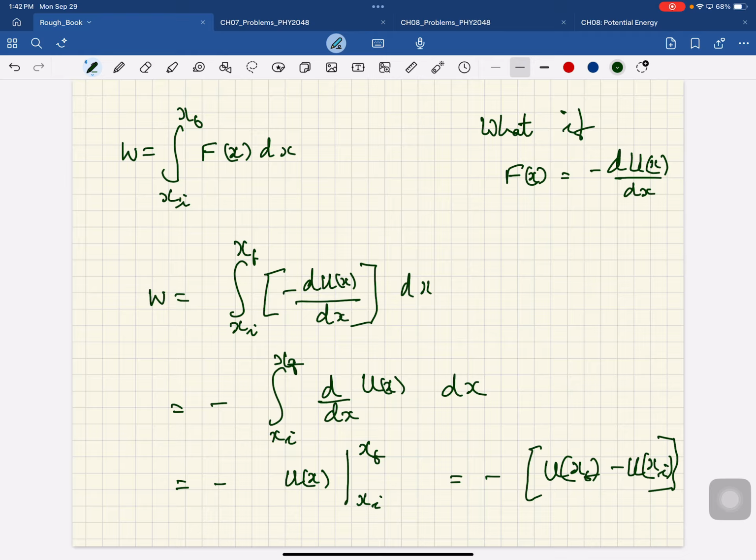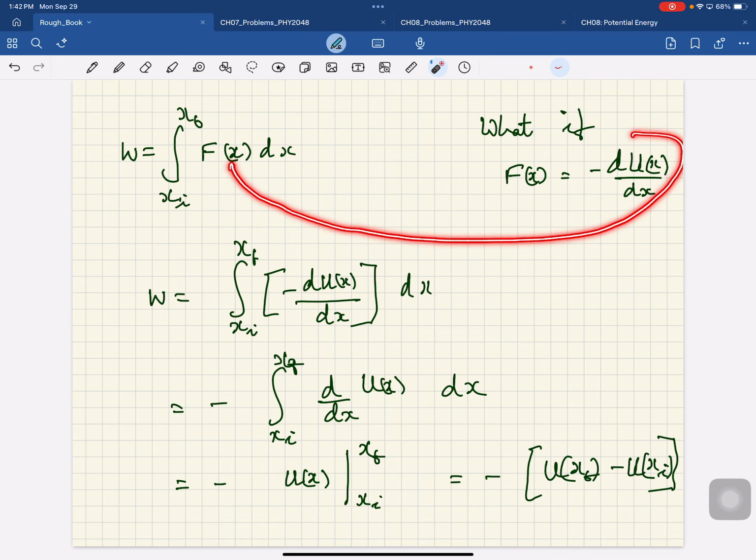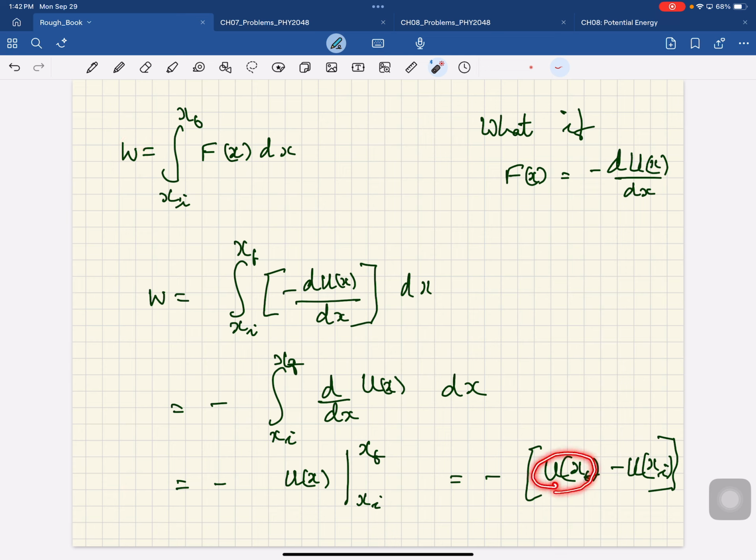So here's the thing, and that's the entire chapter. If a force can be written like that, then the work done by that force can be easily calculated. All you do is evaluate this function at the final point and that function at the initial point. It's that easy. You don't have to worry about doing integrals. And we like it when life gets easy. This function is called the potential energy function.